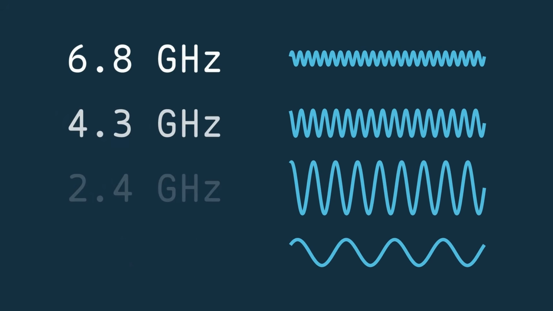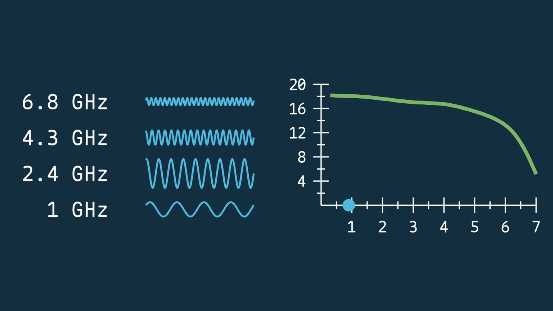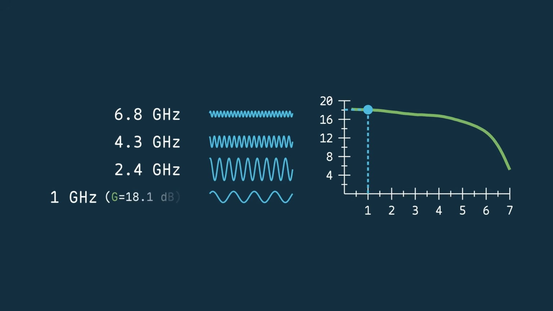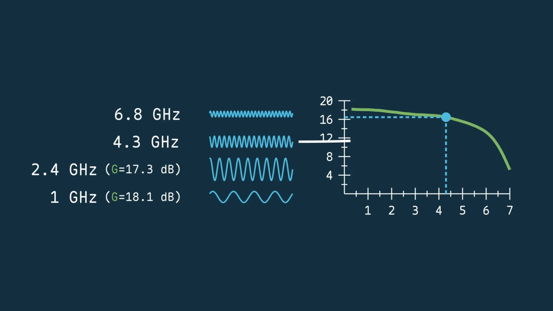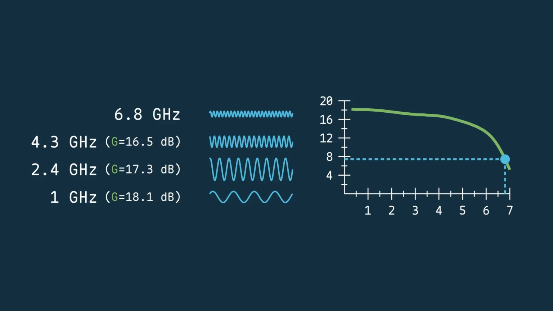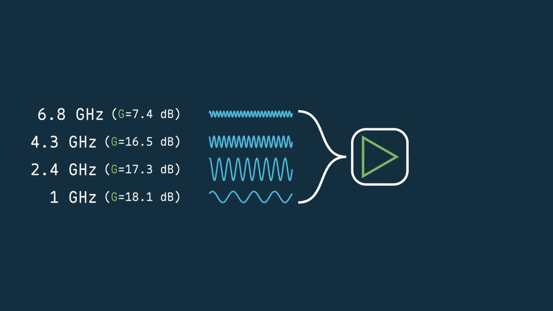If we bring back in the amplifier's gain over frequency plot, we can see that this 1 GHz component would fall here on the plot, meaning it would get a gain of 18 dB. Going through the rest, this 2.4 GHz component would be amplified by 17.2 dB, the 4.3 GHz component would be amplified by 16.5 dB, and this last 6.8 GHz component, which falls outside of the operating band, would only get a gain of 7 dB.